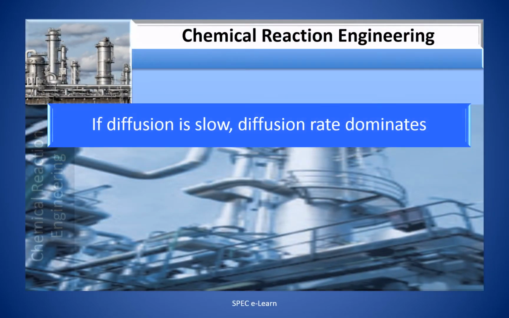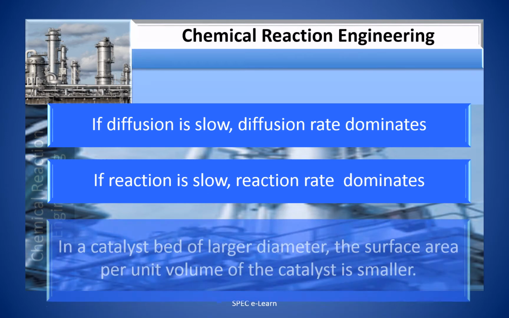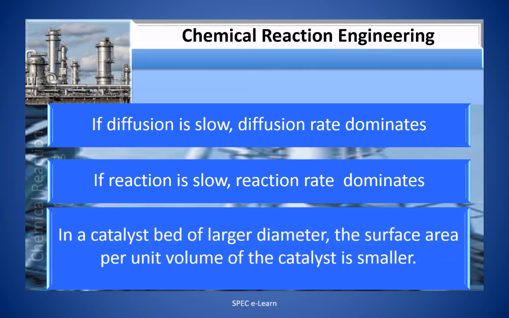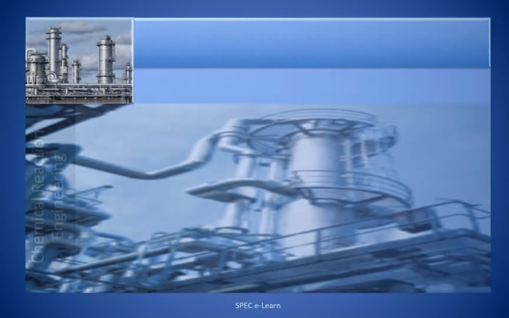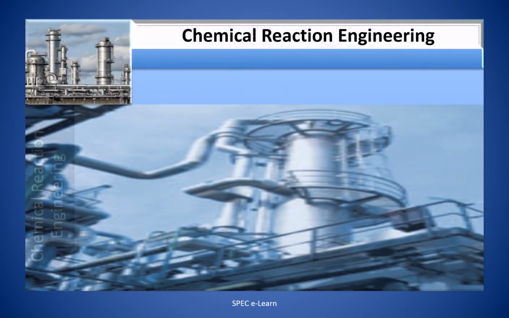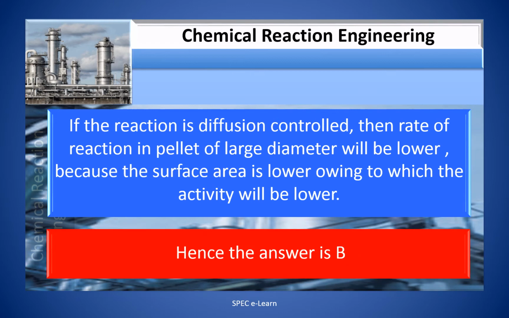If diffusion is slow, the diffusion rate dominates the conversion. If reaction is slow, the reaction rate dominates. In a catalyst bed of large diameter, the surface area per unit volume of the catalyst is smaller. If the reaction is diffusion controlled, the rate of reaction in pellet of large diameter will be lower because the surface area is lower, owing to which the activity will be lower. Hence, the answer is option B.